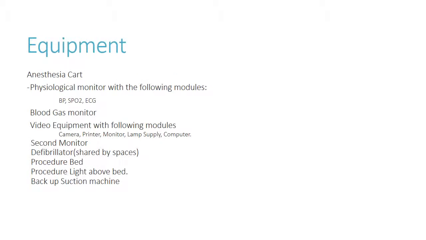Equipment. Anesthesia cart. Physiological monitor with the following modules: BP, or blood pressure; SpO2, which is saturated oxygen; and ECG, electrocardiograph. You can have a blood gas monitor. You have video equipment with the following modules: camera, printer, monitor, lamp supply, computer. A second monitor, so that the physician will be looking at one monitor, and support staff will be looking at the other monitor on the opposite side of the cart or the bed.